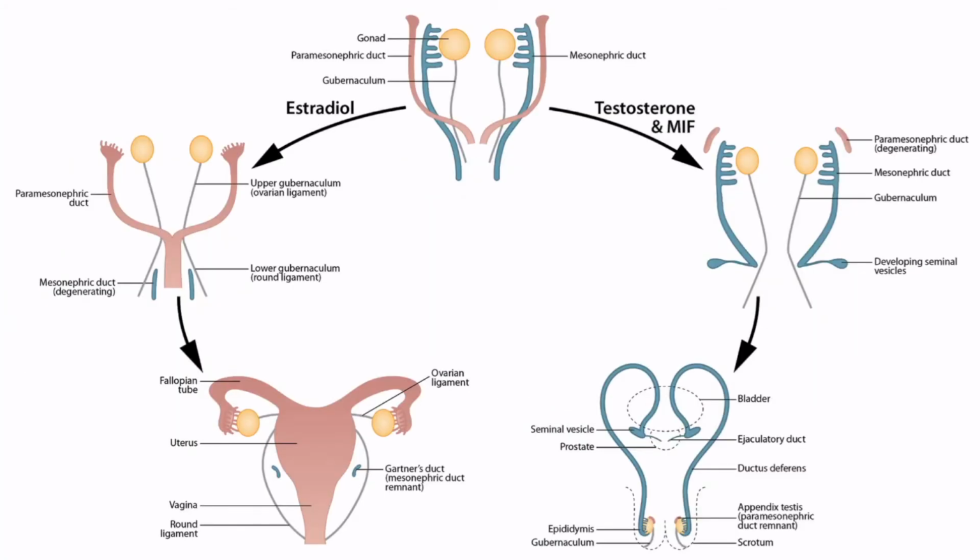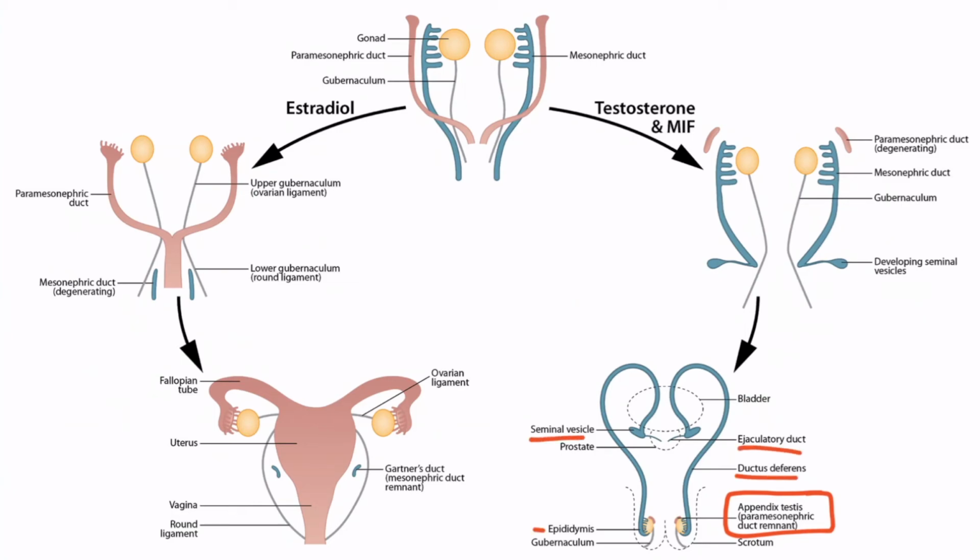If you look at the final male image, notice that the paramesonephric duct degenerates and leaves behind a remnant structure known as the appendix testis, which we can see right here. This is a vestigial remnant of the paramesonephric duct and is present on the superior aspect of the testes. Finally, notice that the mesonephric duct becomes most of the internal genitalia, including the epididymis, ductus deferens, seminal vesicles, and the ejaculatory duct.